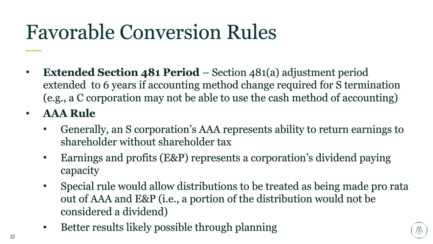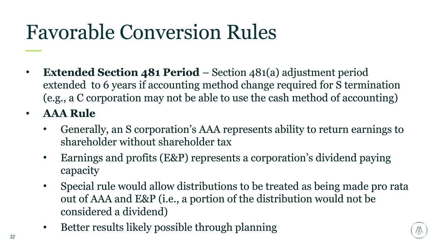The second benefit that's thrown to these eligible S corporations is a triple A rule. And this triple A rule, to understand this rule, you kind of got to know a little bit about the mechanics of triple A and what that's doing. Triple A is basically an account the S corporation maintains that measures its ability to make distributions to its shareholders without those shareholders recognizing dividend income.